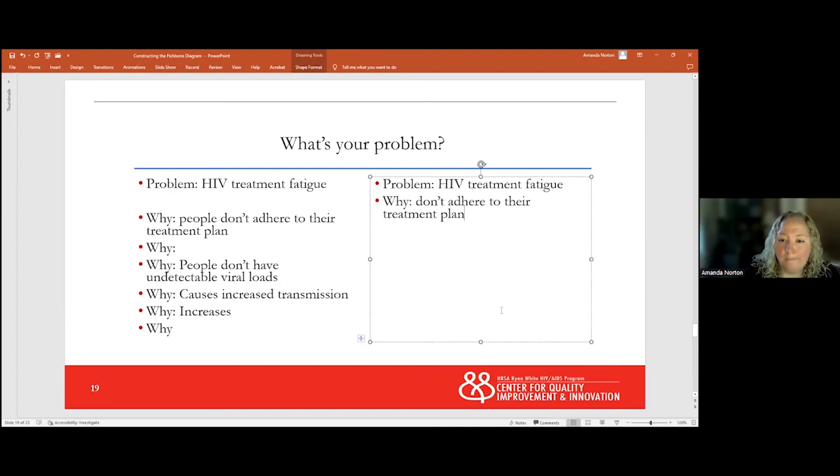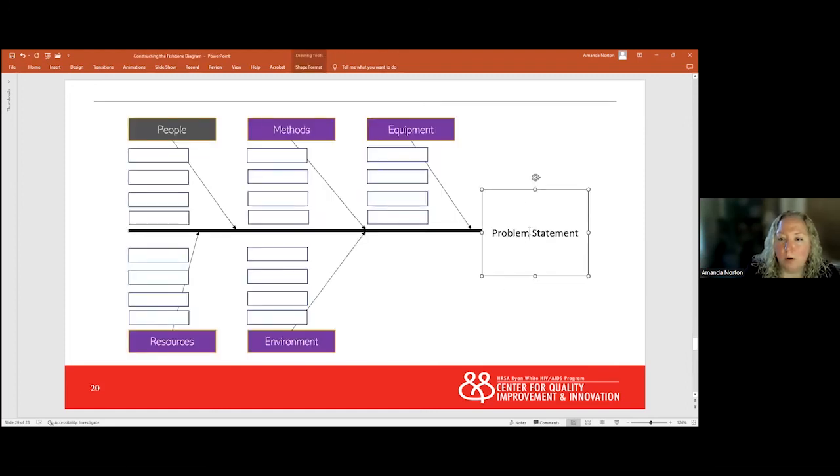Wow. So I think maybe we didn't need 5 whys, maybe we started right on. So patients don't adhere. Sorry, you have to deal with my very horrible typing.